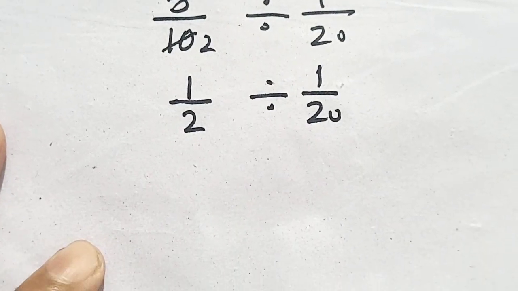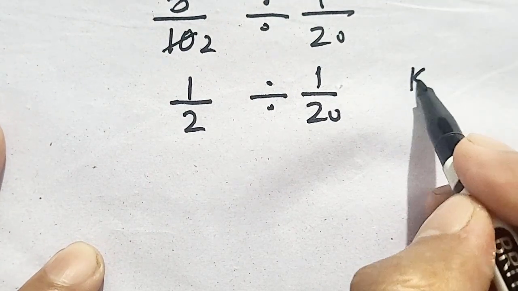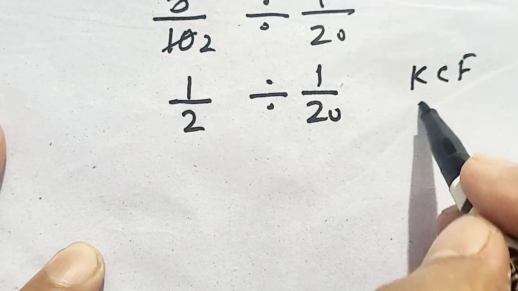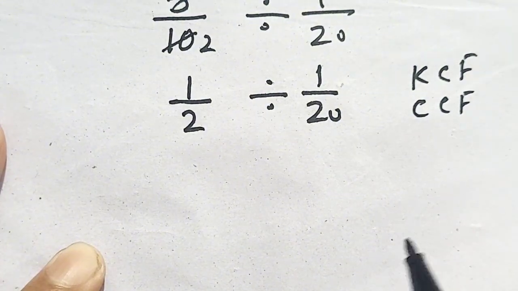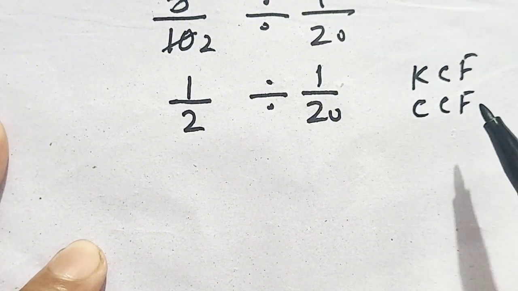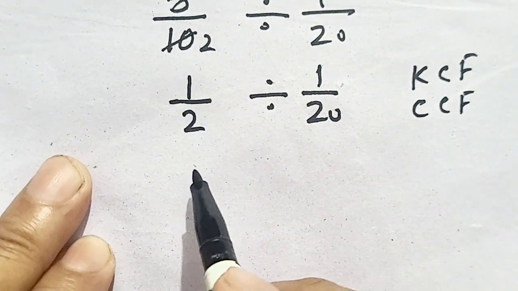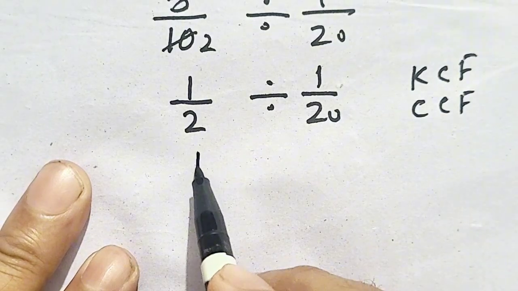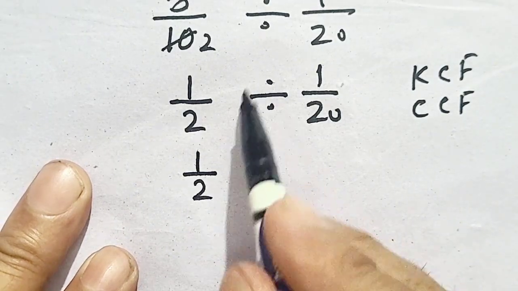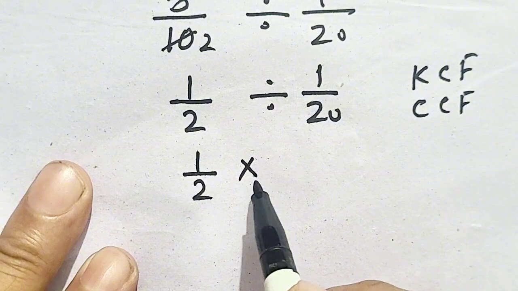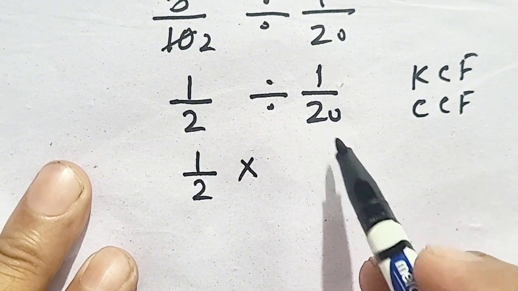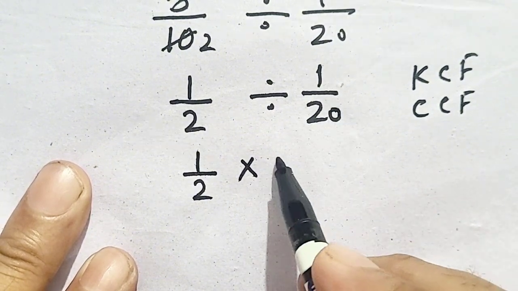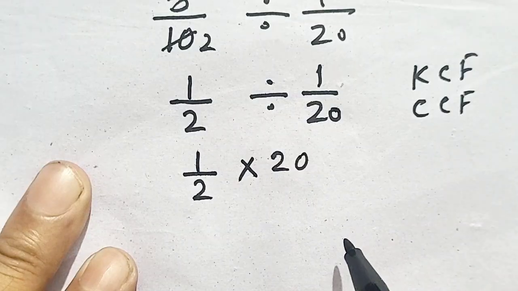Here we will apply KCF. It is a rule in which the first is kept as it is, so 1 by 2 is kept itself. Division is changed into multiplication and 1 by 20 is flipped, so it will become 20.